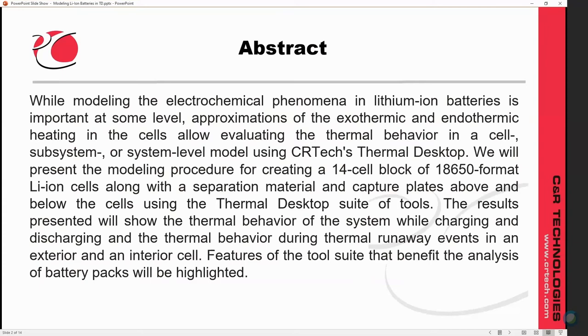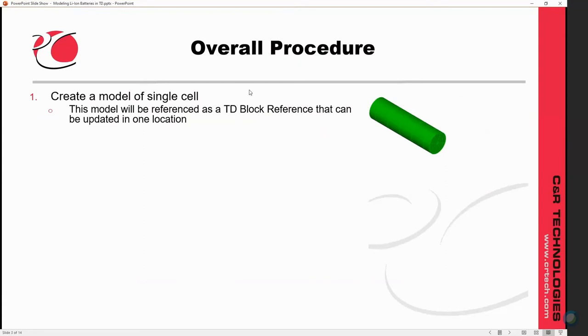It's certainly important to take a look at the electrochemical phenomena in a lithium-ion battery. But then approximations of the exothermic and endothermic heating in the cells can allow you to evaluate just the thermal behavior. So you can go from a cell level to a subsystem and then to a system level within Thermal Desktop. So this is just explaining some of the things we looked at.